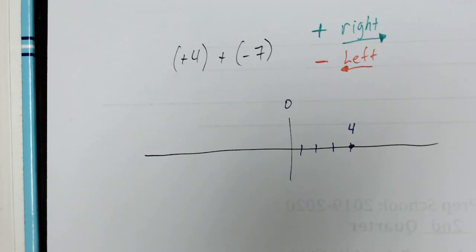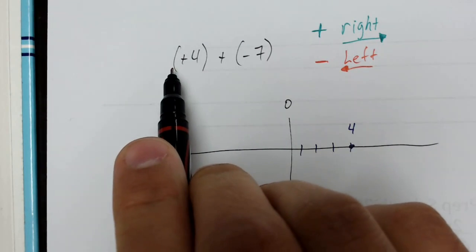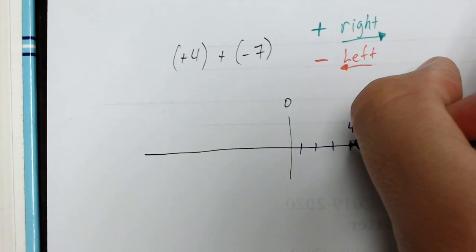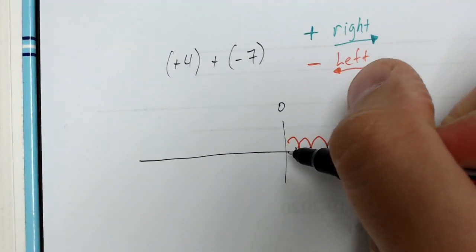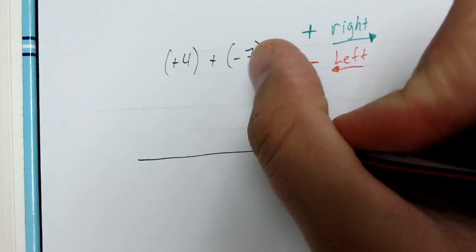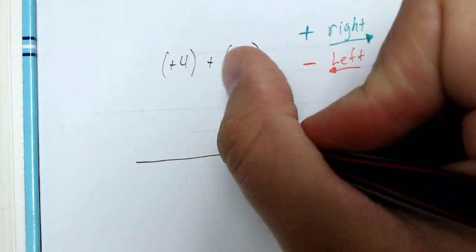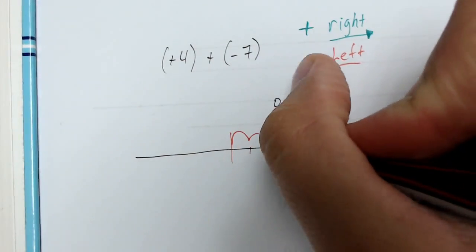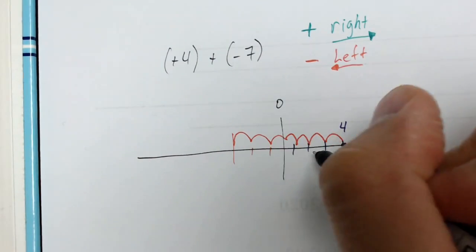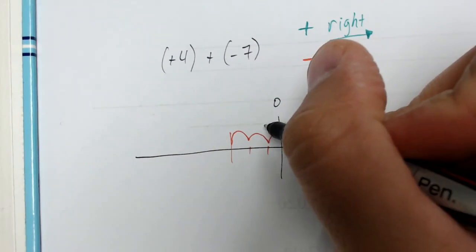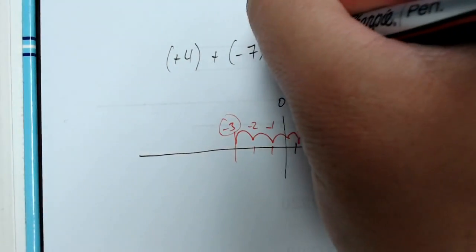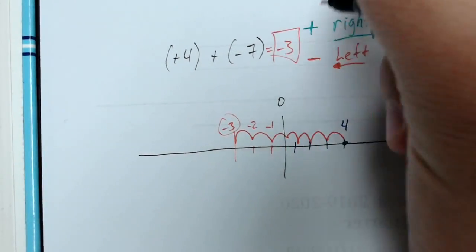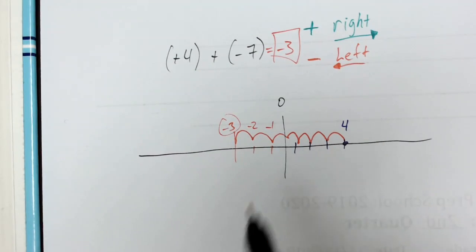I'm not going to start all the way back from 0. So my starting point is positive 4, and I go 1, 2, 3, 4. Yes, 0 counts as a space. 5, 6, 7 spaces to the left. Now, I've got to figure out what that number is, so I count these tick marks from 0. That's negative 1, negative 2, negative 3. My answer is negative 3, and that's what happens when you add 4 and negative 7.